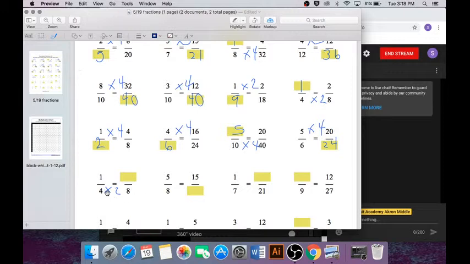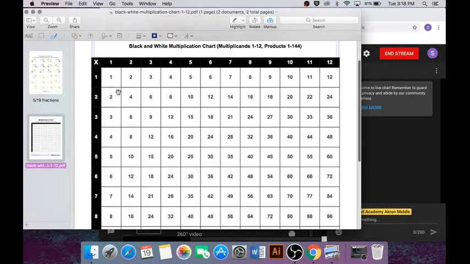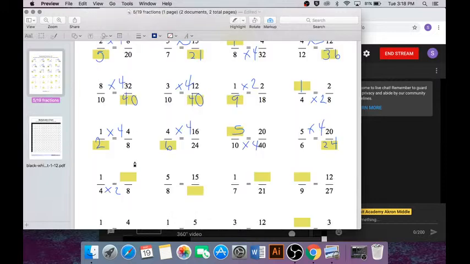Okay, so we multiplied 4 times 2 to get 8. So now we're going to multiply 1 times 2. So in our 1 times table, 1 times 2 is 2. So our numerator is going to be 2.